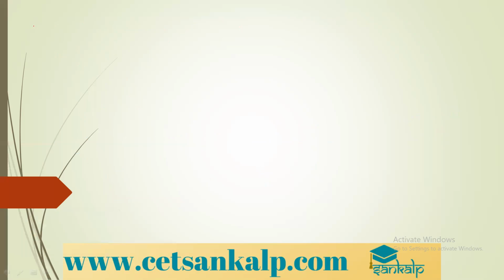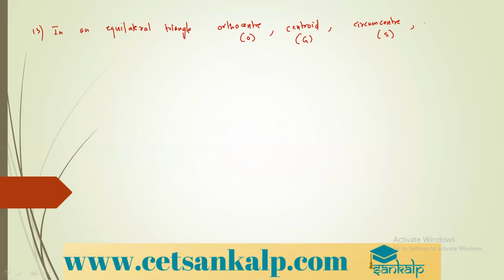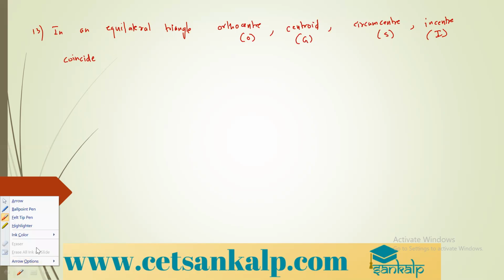Let's go to question number 13. In an equilateral triangle, the orthocenter, that is O, centroid, that is G, circumcenter, that is S, and incenter, that is I, all the four coincide. All the four are the same.